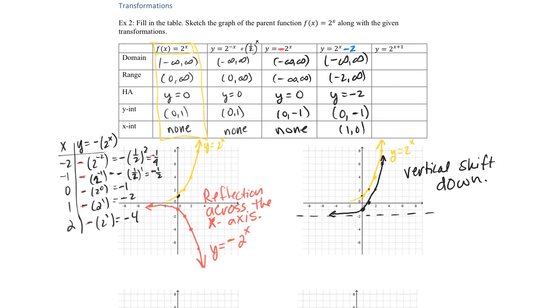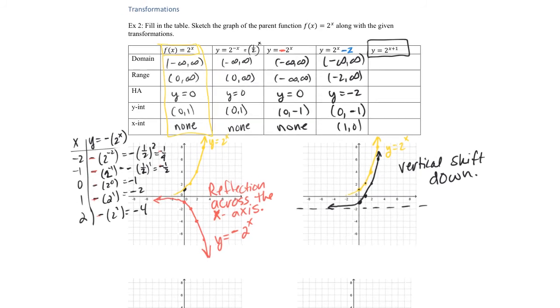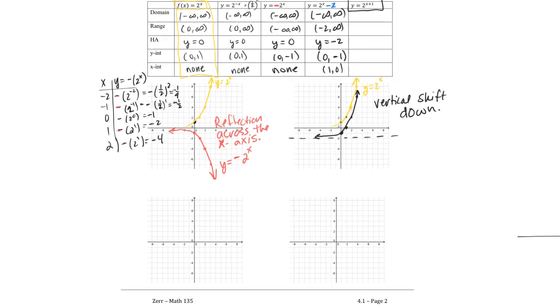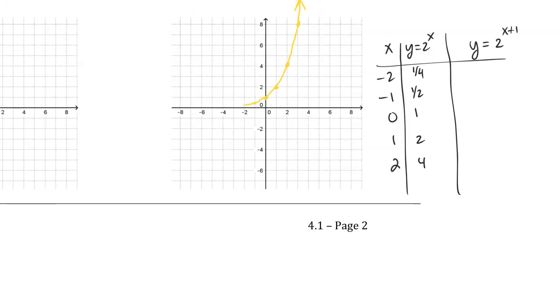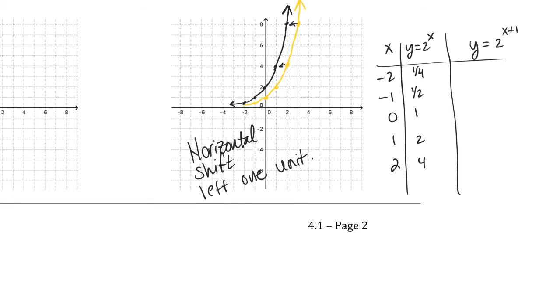Okay, let's look at this next one. This is going to end up being a horizontal shift. So I'll show you the graph and then we'll look at why. All right, so when we're adding 1 in the exponent, it's going to shift our graph to the left 1. So each of these points is just scooting over 1 unit. Okay, so we have a horizontal shift 1 unit to the left.